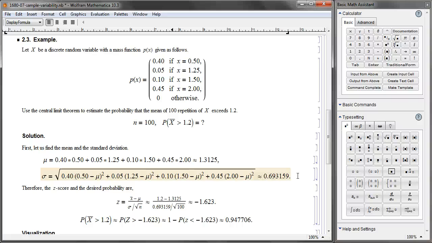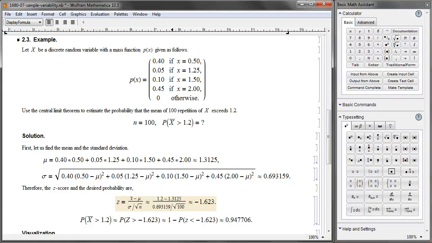Now, how do you find out the z-score? Well, we have all the ingredients. It's x minus mu over standard error, sigma over square root of n, and we were given 1.2, right? 1.2 minus the expected value mu, and sigma, we calculated, over square root of 100. It's all here where I just highlighted. Punch it in your calculator and you get negative 1.623.